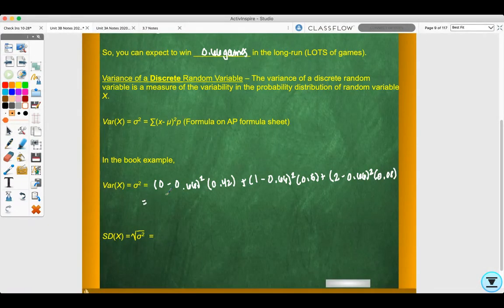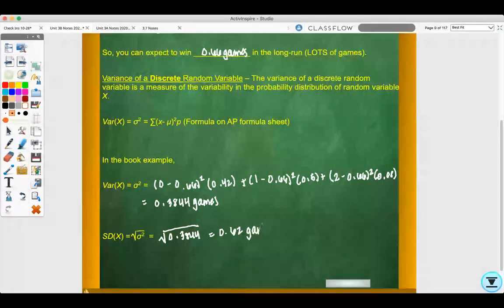My variance ended up being 0.3844 games. And the standard deviation would just be taking the square root of 0.3844 to get 0.62 games. Remember, you can use your formula sheet at any time, but you do need to show the work to find the variance, standard deviation, and expected value in problems.